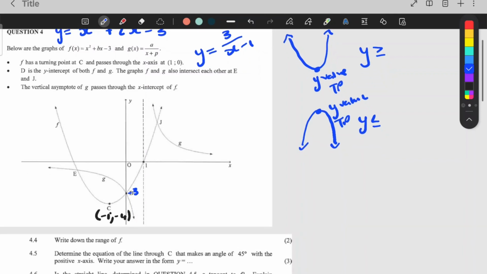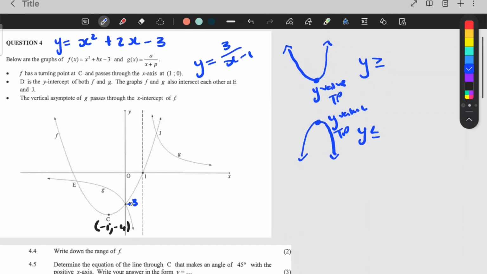Now we have a smiley, eh? So y is greater than or equal to the y value of the turning point, which is negative 4. 2 marks there. If you want to write it in a different notation, you can write y is an element of [-4, infinity). So you can decide which one you want to use there.